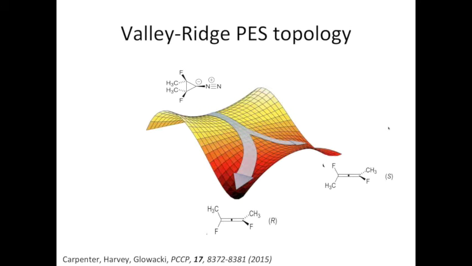And the last system I'm going to talk about, before I go into how these simulations work, is exploring dynamically guided enantioselectivity. This is some work that was carried out with one of my collaborators here in Bristol, Professor Barry Carpenter, and outlined in this paper here. Barry found a really interesting system, which is characterized by this Valley Ridge potential energy surface topology. And he found this molecule here.